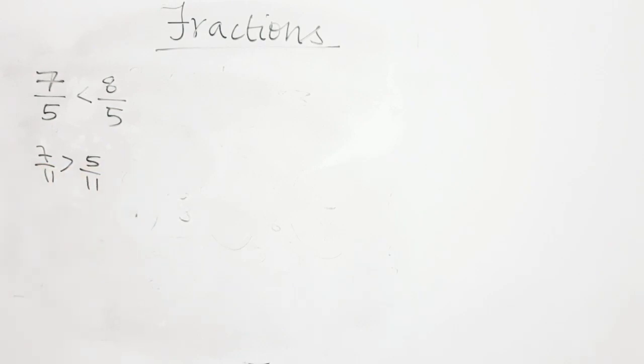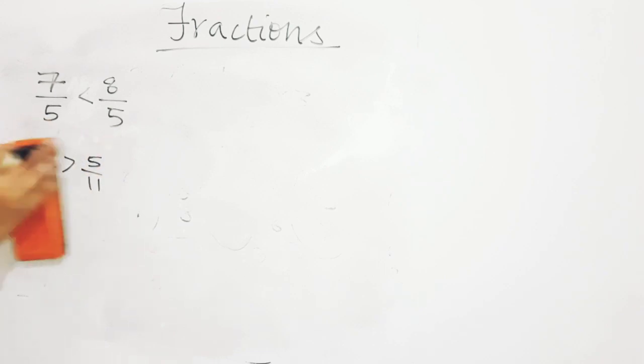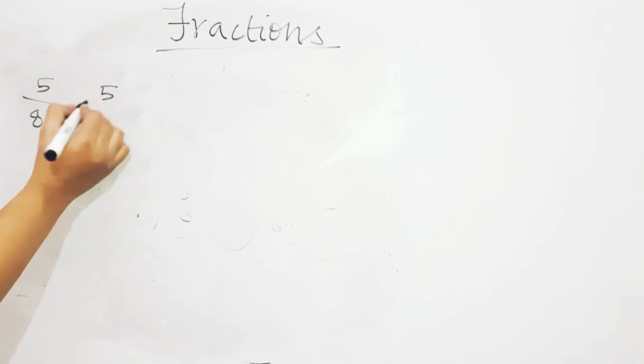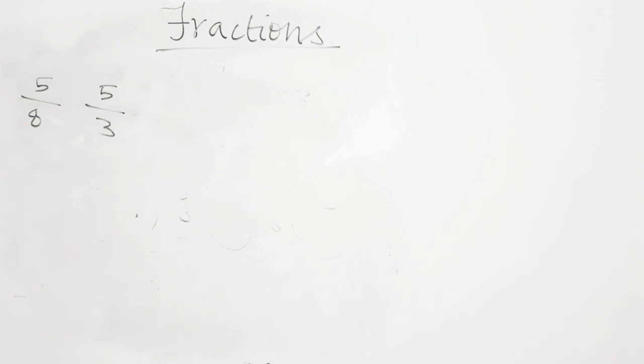Obviously 7/11 is greatest, correct? So in the same way, now what is the next rule? The next rule says that if the denominators are not the same and the numerator is the same, then how will you compare 5/8 and 5/3? Which one is greatest? I think I have already explained this to you.